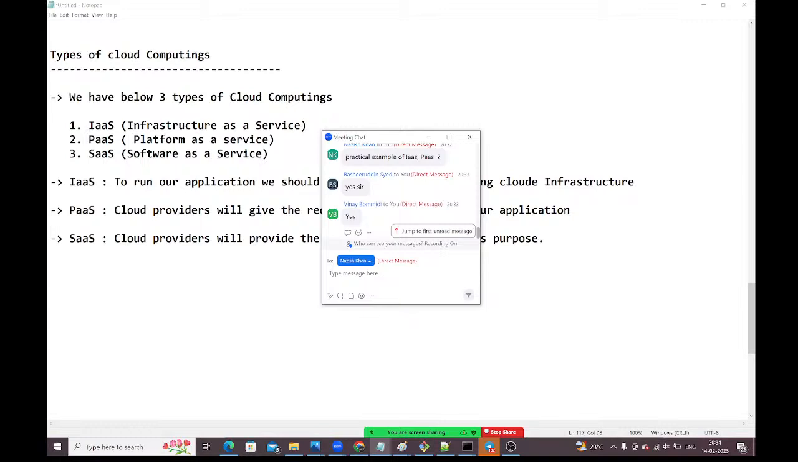Mostly, 99.99% we will go with IaaS only. In AWS as a PaaS, Elastic Beanstalk is available. Just give your application to Elastic Beanstalk, right? They will take care of the platform and everything. They will create the platform and they will run your application, guys.